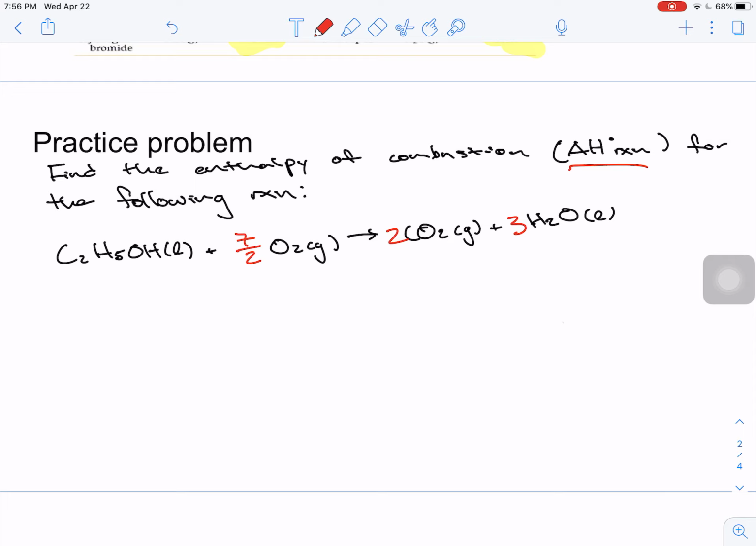The next thing I want to talk about is when a molecule is in its standard state. When you have something like hydrogen gas, or chlorine gas, or oxygen gas, or even something like a solid Na, anything in its standard state will not have an enthalpy of formation value.